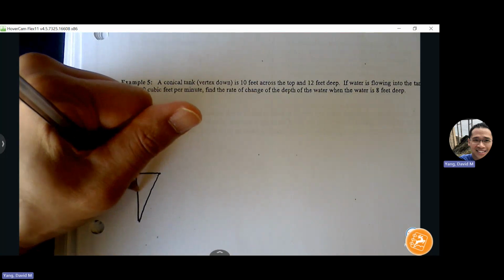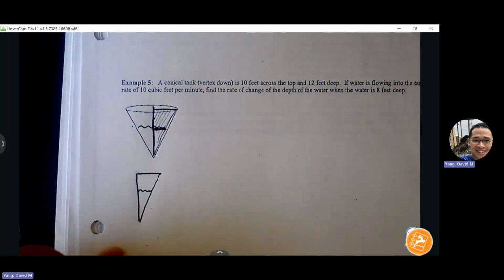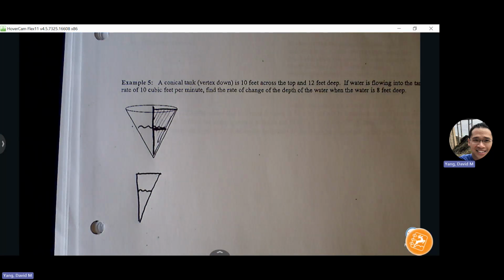Now, we also know that the water level inside the tank is also going to take on the shape of a cone. Okay, so I want you guys to imagine this is a cone inside a cone. There's the cone of the container. There's also the cone of the water that's being shaped by the container. Okay.